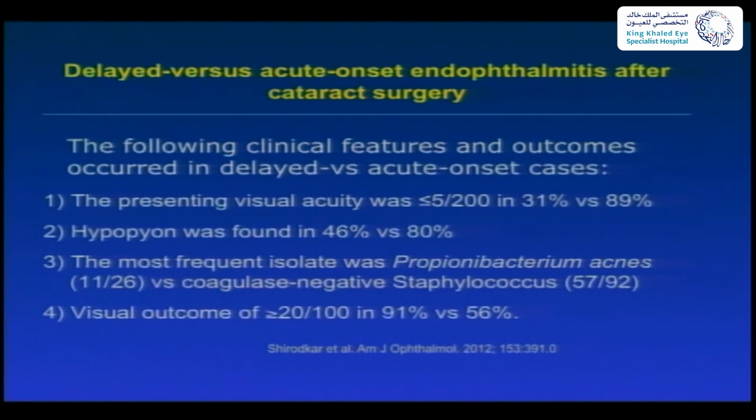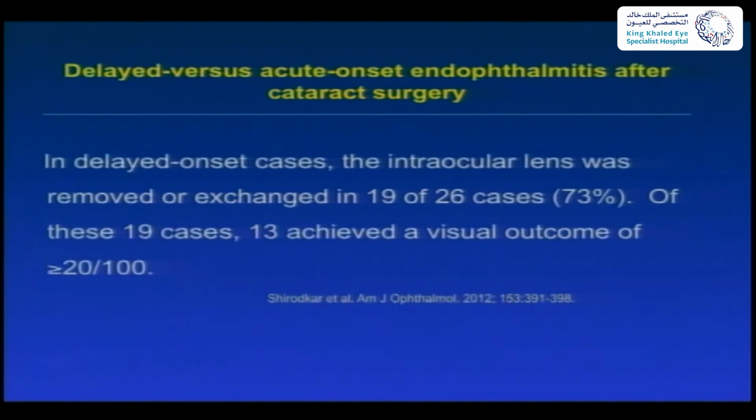So what were the differences? The presenting visual acuity was significantly better in eyes with chronic endophthalmitis. This is understood. Hypopyon was more common in eyes with acute endophthalmitis. The most frequent isolate in chronic endophthalmitis was Propionibacterium acnes, and in acute endophthalmitis, coagulase-negative staphylococci. The visual outcome was significantly better in chronic endophthalmitis.